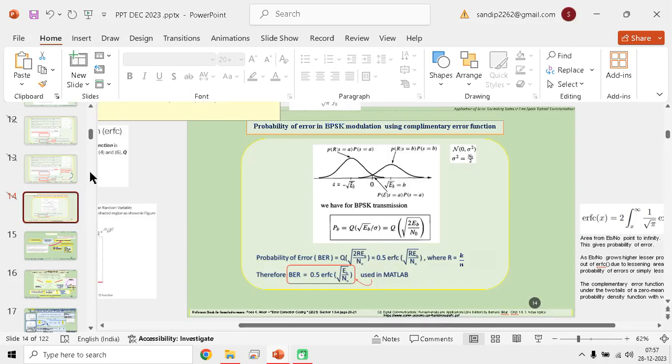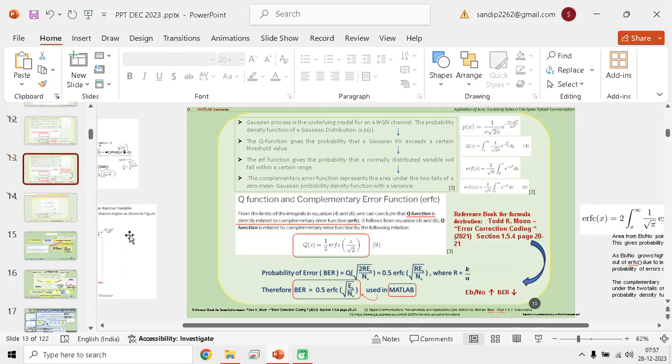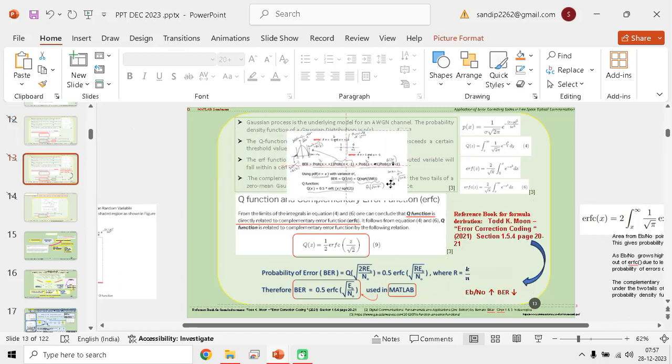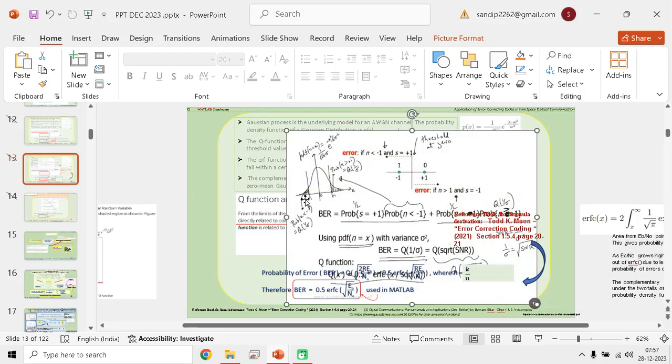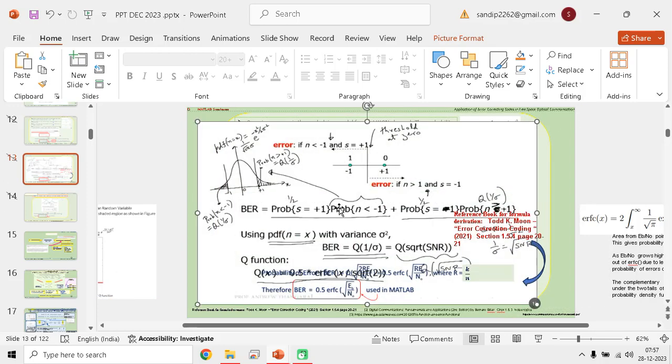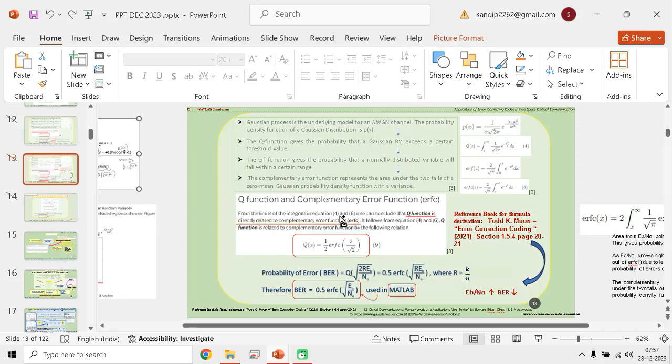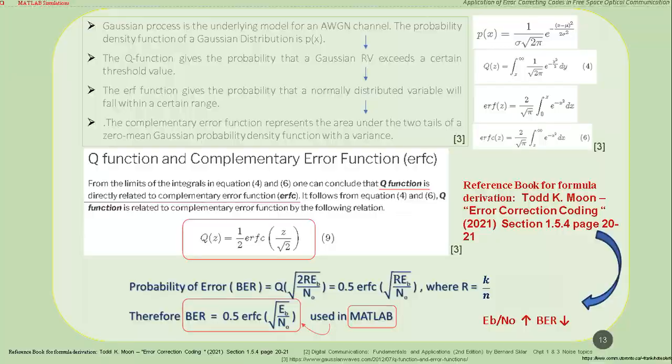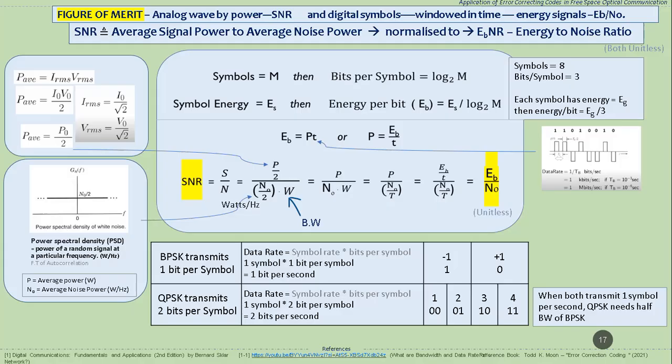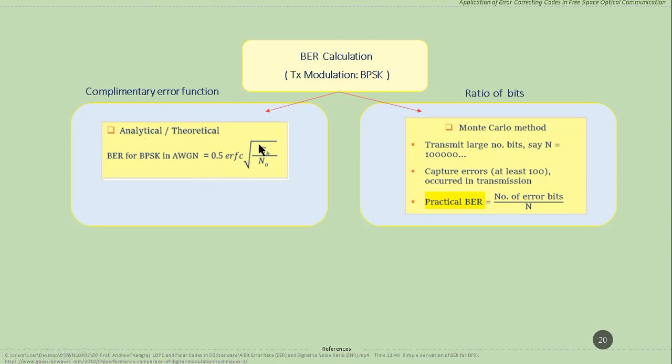In the book it is explained in detail, and in the NPTEL lecture also the same explanation is given. So our work here is to focus on implementing the system using this formula. Then the other one is Monte Carlo simulation. I will generate some bits using the randi function, count the total bits sent, add some noise to it and calculate the error probability.